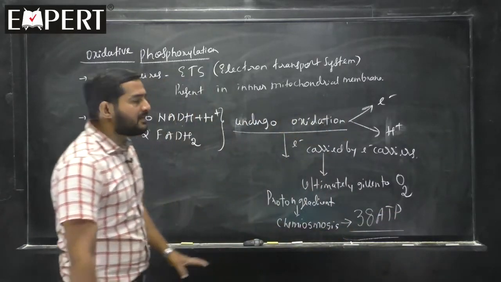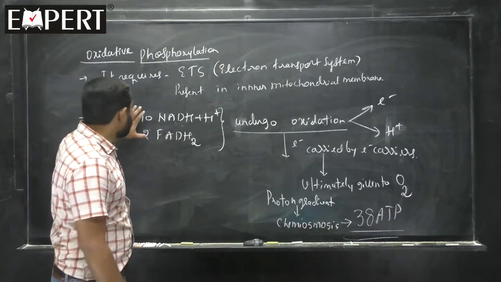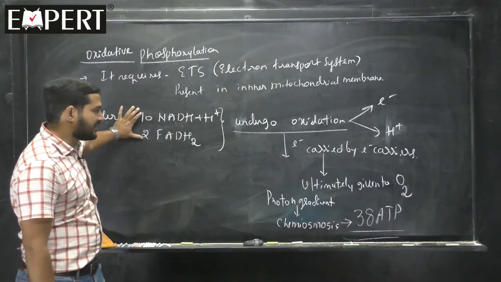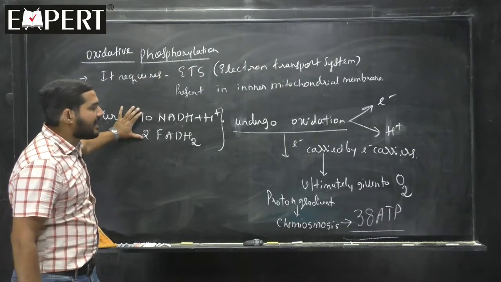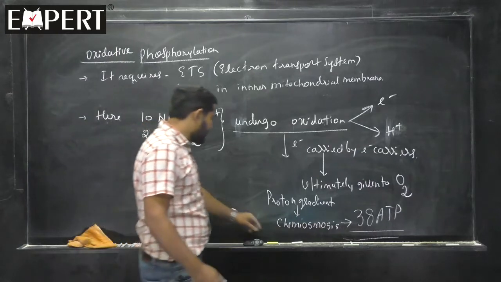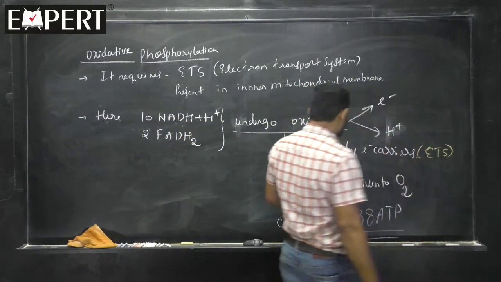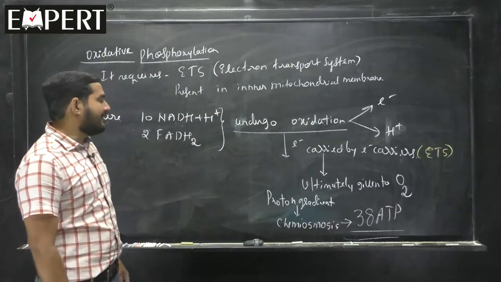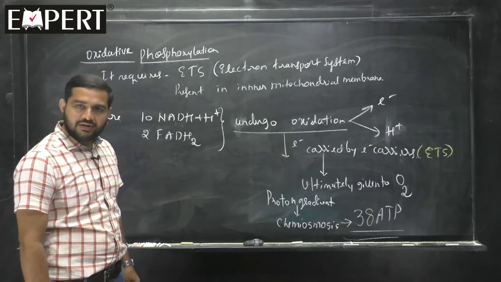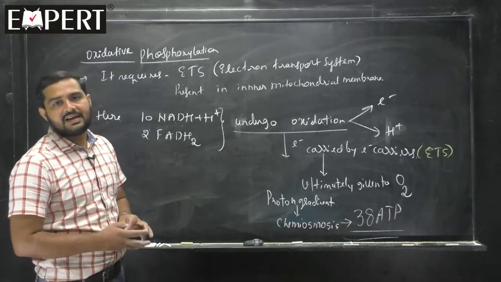It is a brief summary of the oxidative phosphorylation I have given, where these molecules are undergoing oxidation. The electron released by them is carried by electron carriers, which are present in the electron transport system, and ultimately the electron is given to the oxygen, during which the proton gradient is formed, and it leads to chemiosmosis to produce 38 ATPs.